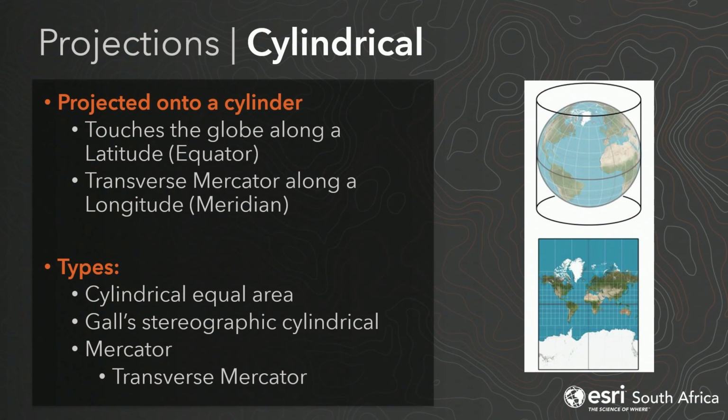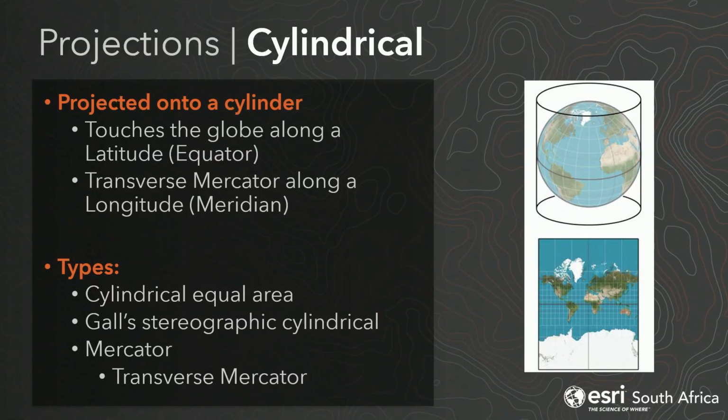The meridian is one of the longitudes, and this is the premise of the transverse Mercator projection, that we have a central meridian, and that follows one of the longitudes. And when we get to the projections used in South Africa, we talk about Lo zones, and those zones follow these central meridians. So here, transverse Mercator is one of those projections. We have cylindrical, equal area, or Gall's stereographic cylindrical, not used here. We are focused on transverse Mercator.